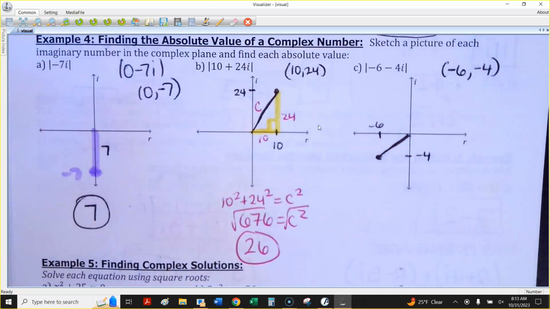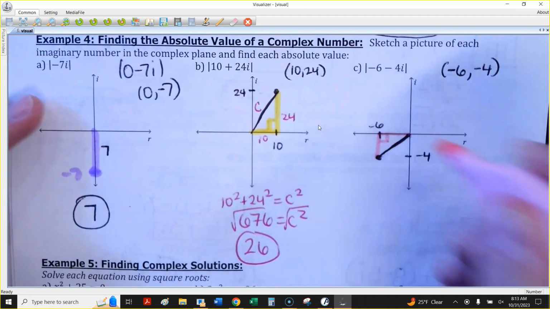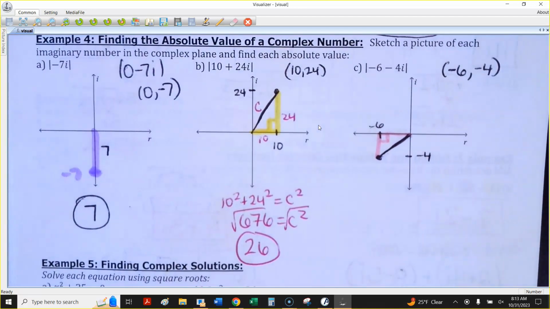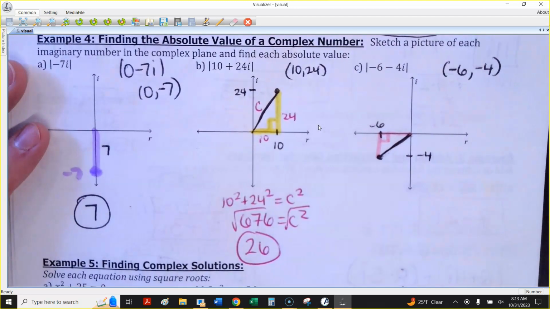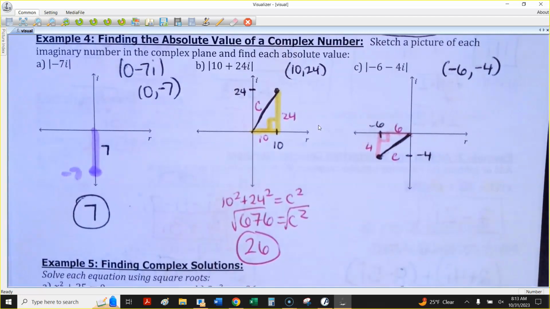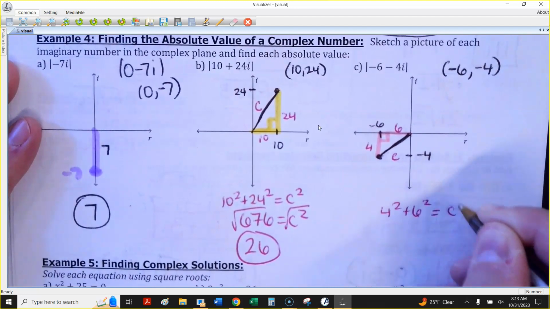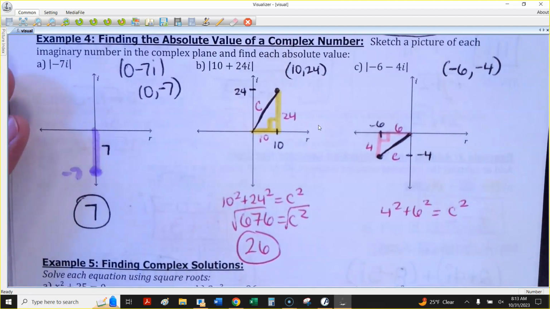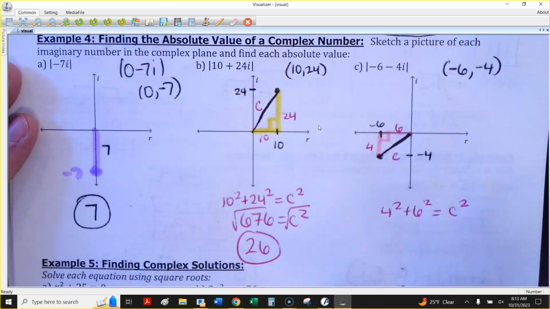There's a couple ways you can draw this, but you're really just trying to make yourself a little right triangle. I'm going to go straight to the left and straight down. That'll make a little right triangle there. The distances for the legs should just be the coordinates of the point. So this would be 6, this would be 4, and I'll call the hypotenuse C so it matches the Pythagorean theorem. So I'm just going to do 4 squared plus 6 squared, and that would be the length of my segment from the origin to that complex number in the complex plane. That absolute value we'll get by solving this.